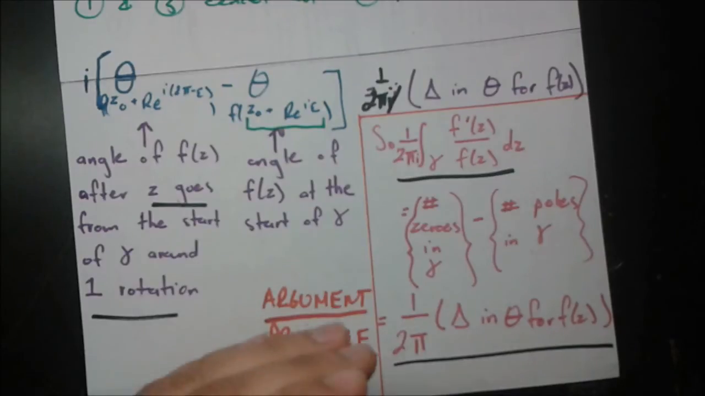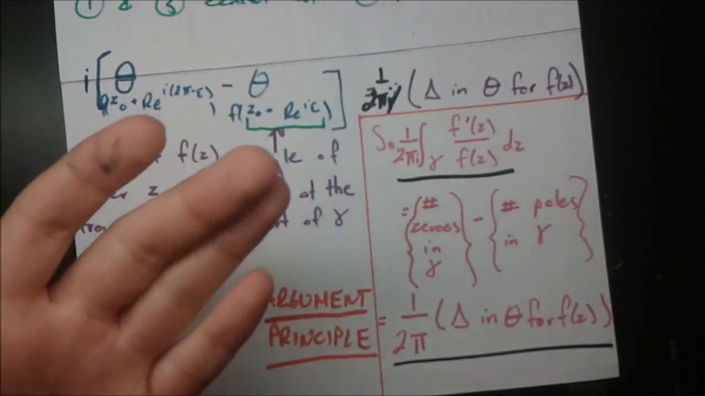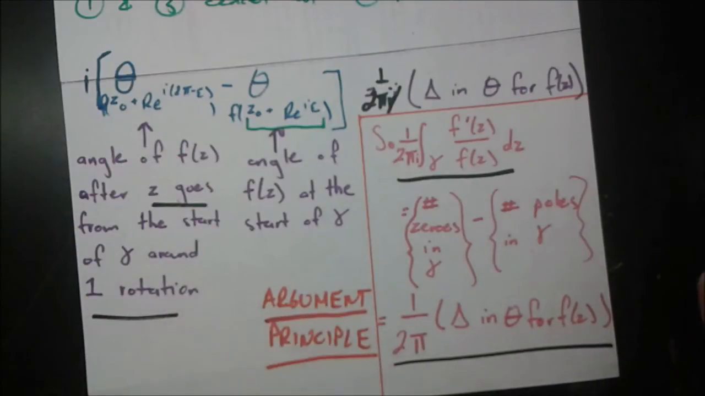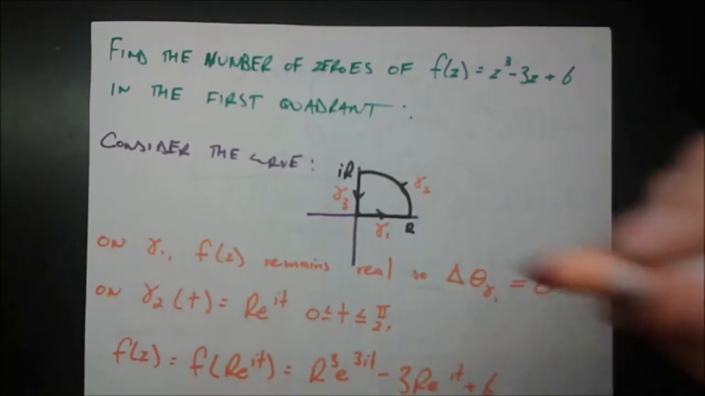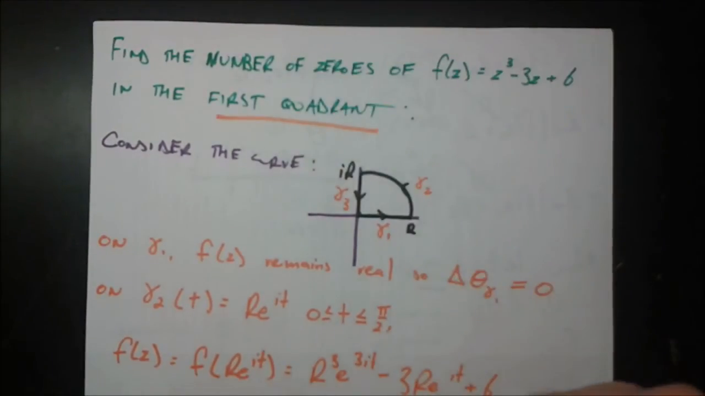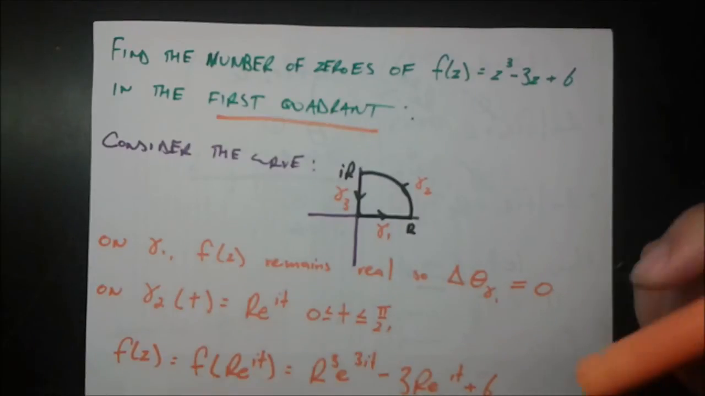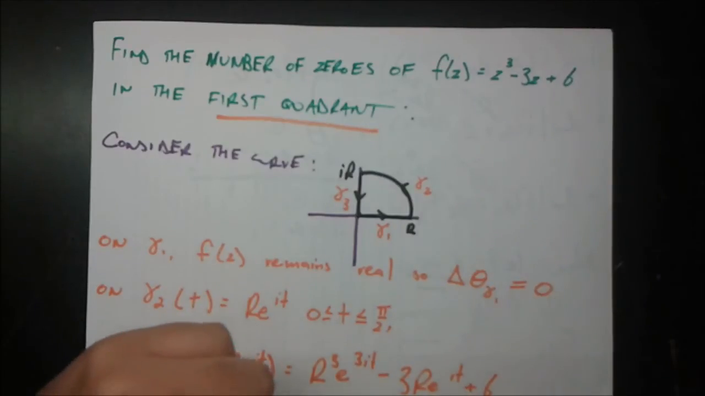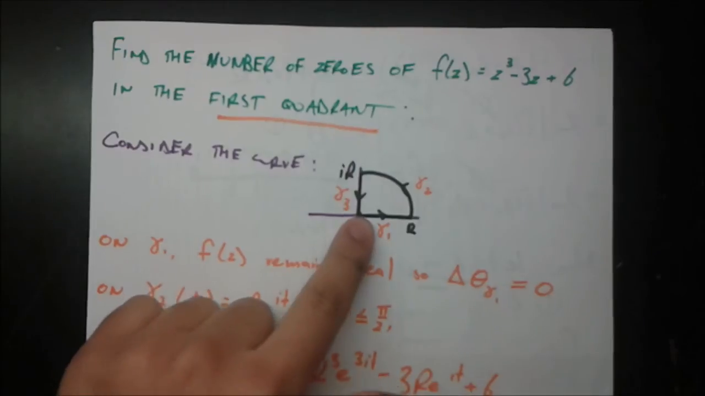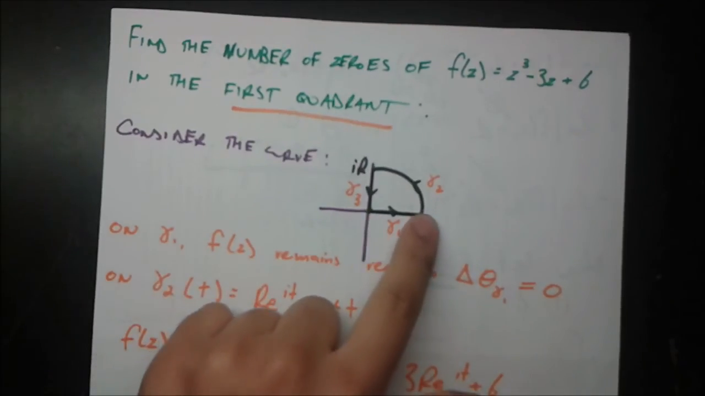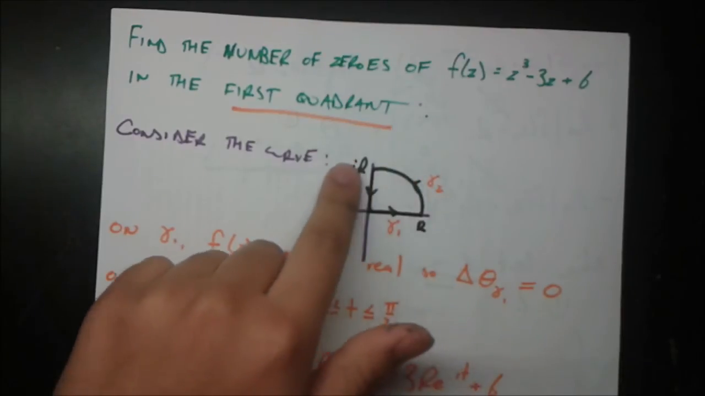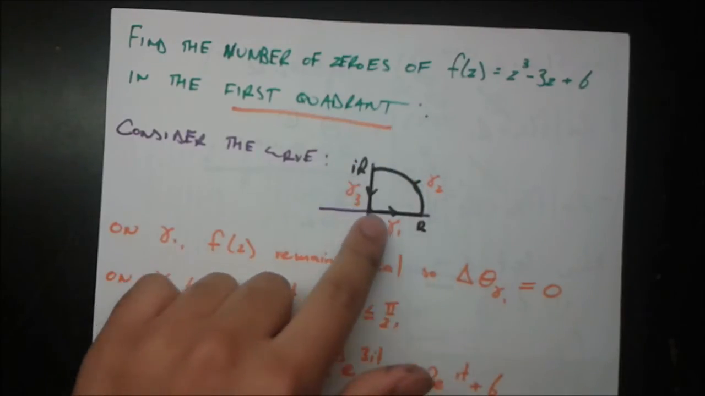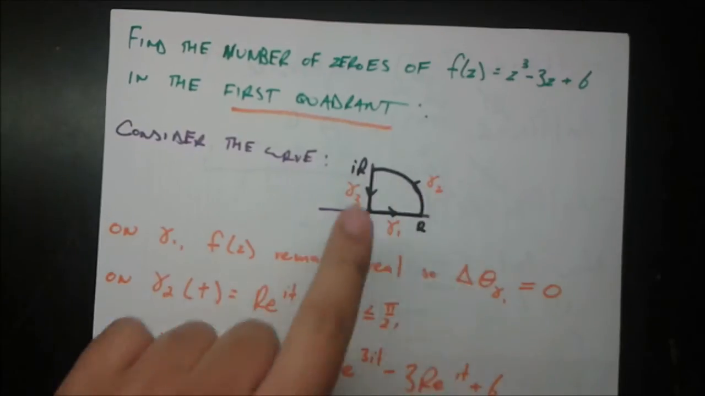This principle tells us how many zeros. It doesn't tell us what the zeros are, but it tells us the next best thing, how many zeros there are in any certain quadrant or sector of the plane that we want. In this case, we're interested in the first quadrant, so we want to pick a gamma that lies only in the first quadrant. We've picked the gamma that starts at the origin, goes to some value r, goes around the quarter circle of radius r up to iR and goes back down to 0. It consists of 3 parts, gamma 1, gamma 2, gamma 3.